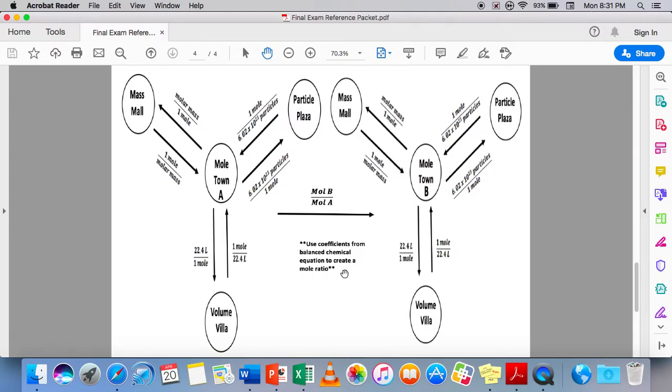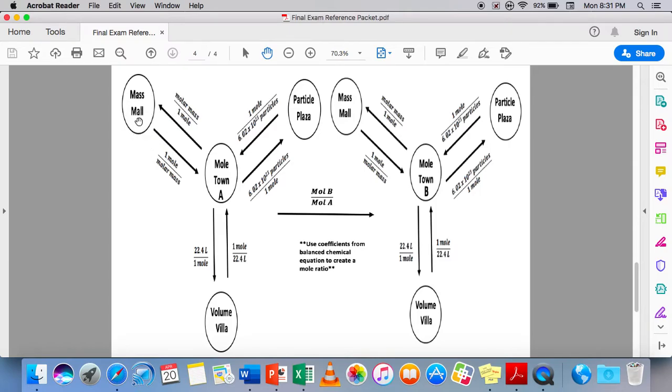So if we just take a look at our mole map, we have to get from mass mol A on the far left all the way to mass mol B on the right-hand side of our mole map. Now there is no direct route. There is no way to get from one mass mol to the other mass mol. Remember, these are two different towns, two different areas. There's no direct route, but there is a path that we can take. It just takes multiple steps.